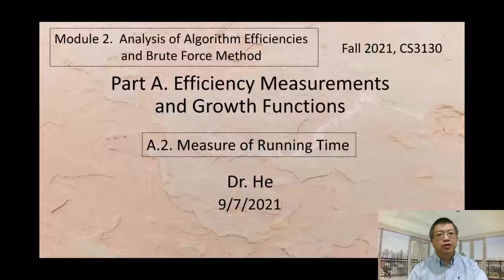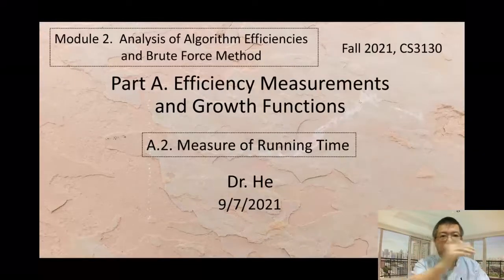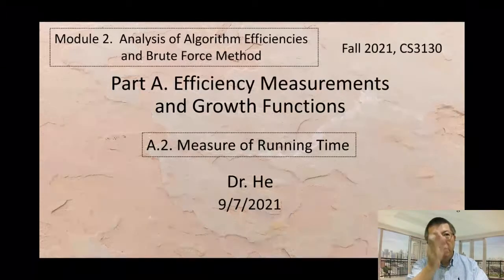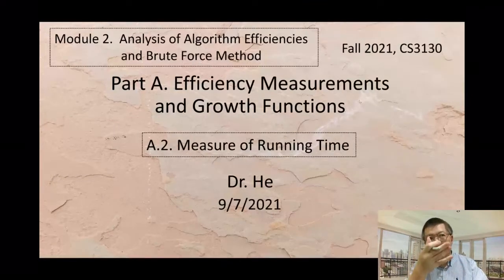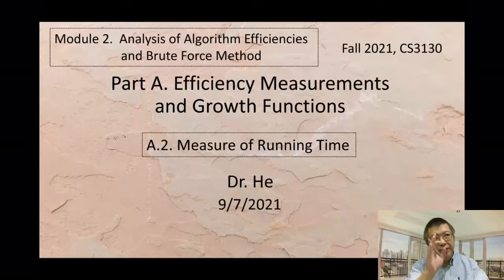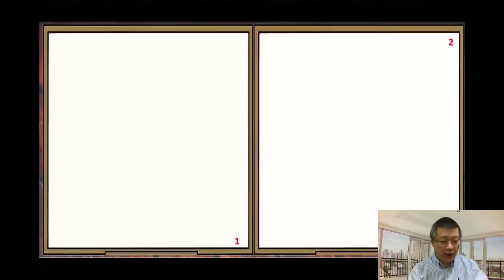3.2 of Module 2, Measure of Running Time. In this part, we will learn an abstract concept, measure of running time or measure of efficiency. Yeah, we talked about that before. Actually, we did a little analysis before, so we have some idea. But here, we need to learn this concept systematically. All right, so let's start.